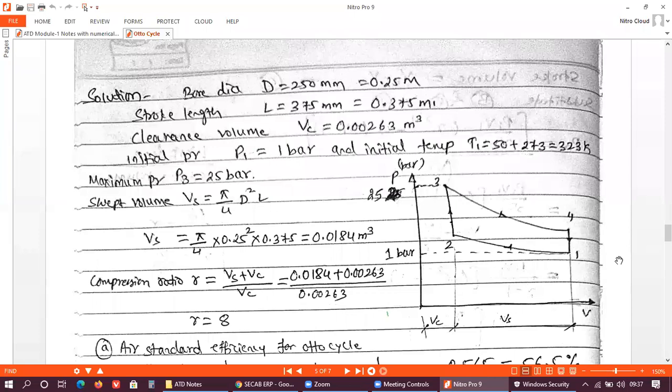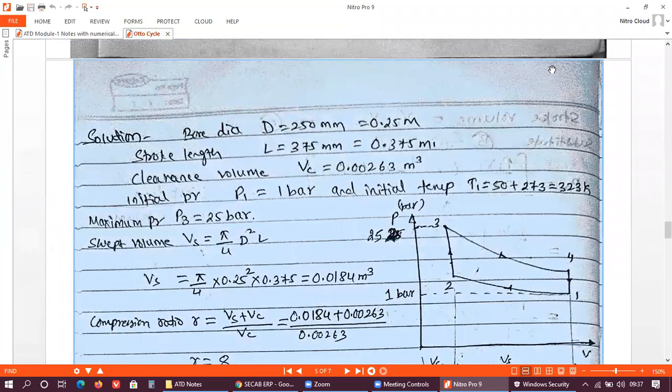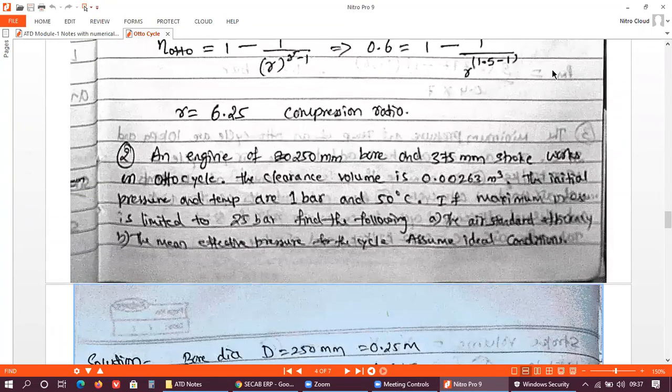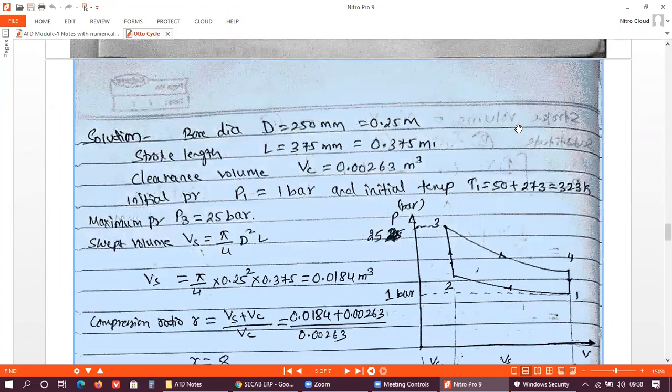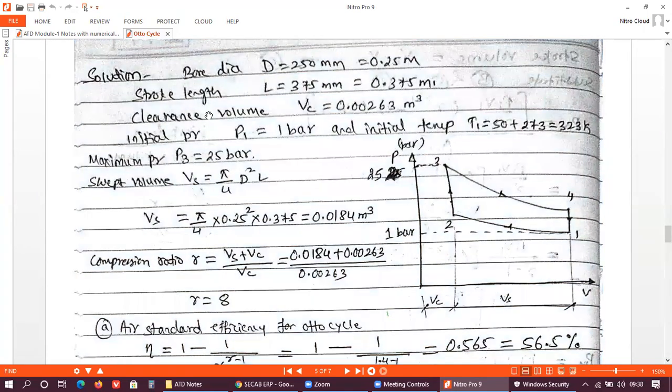Then clearance volume. Is it mentioned in the problem? Yes, clearance volume is mentioned here. You can see the clearance volume is 0.00263 cubic meter. Then temperature and pressure have been given. Initial temperature is 50 plus 273, that is 323 Kelvin, P1 is 1 bar, and maximum pressure P3 is 25 bar. So these are the given data.